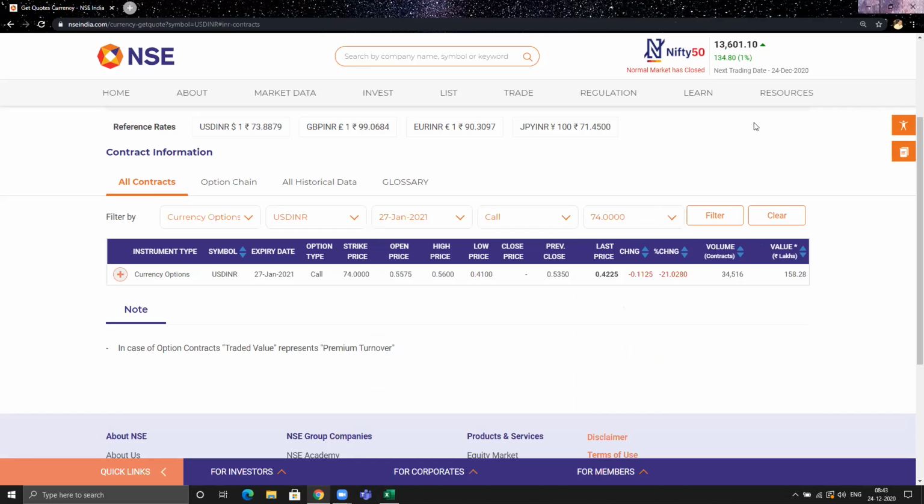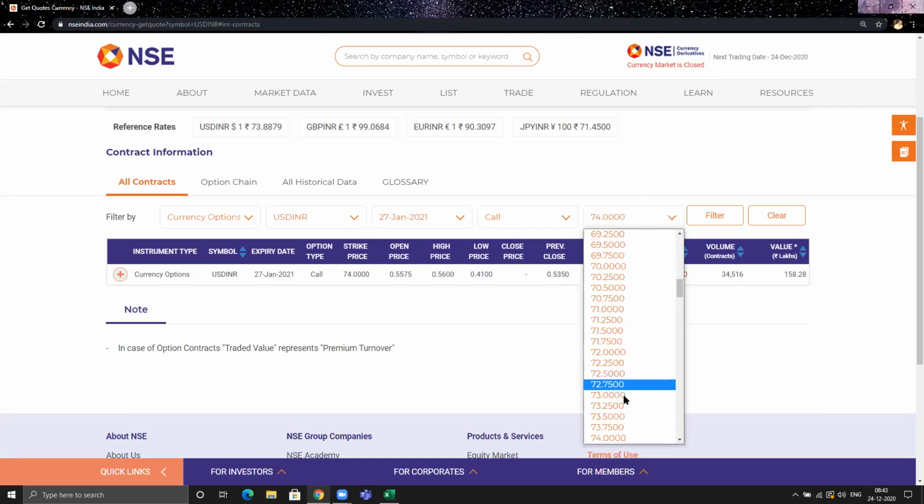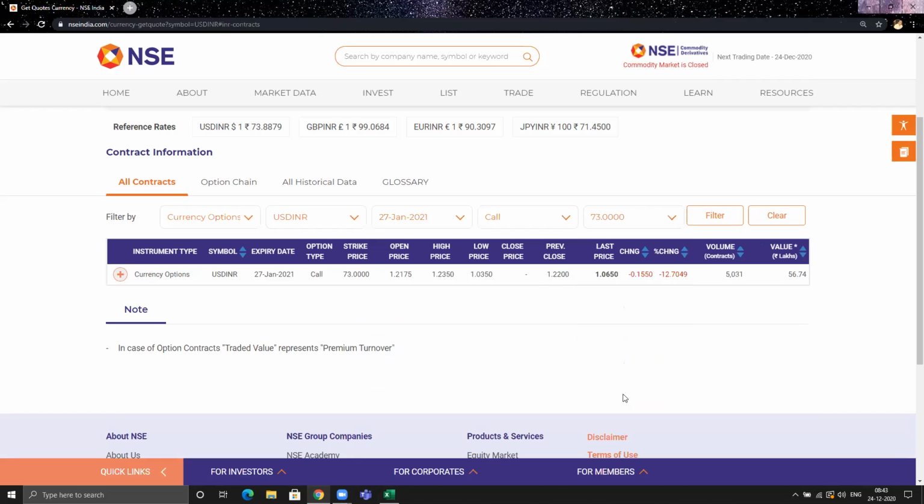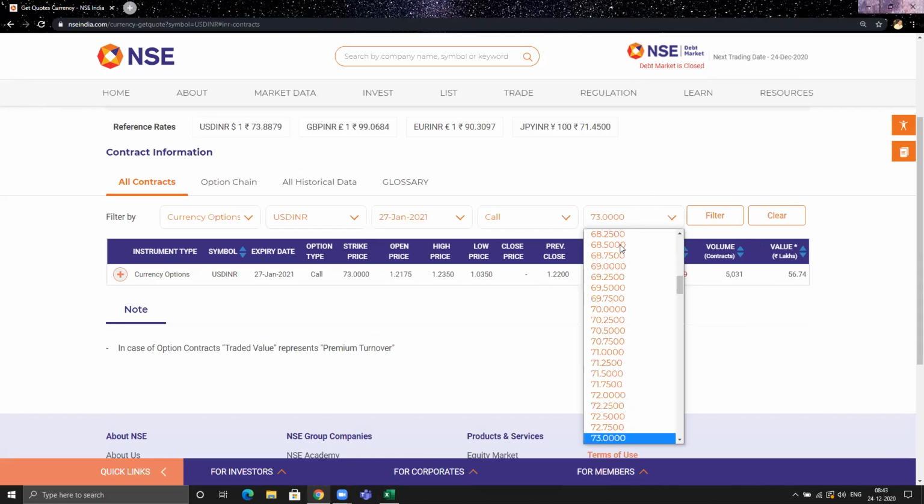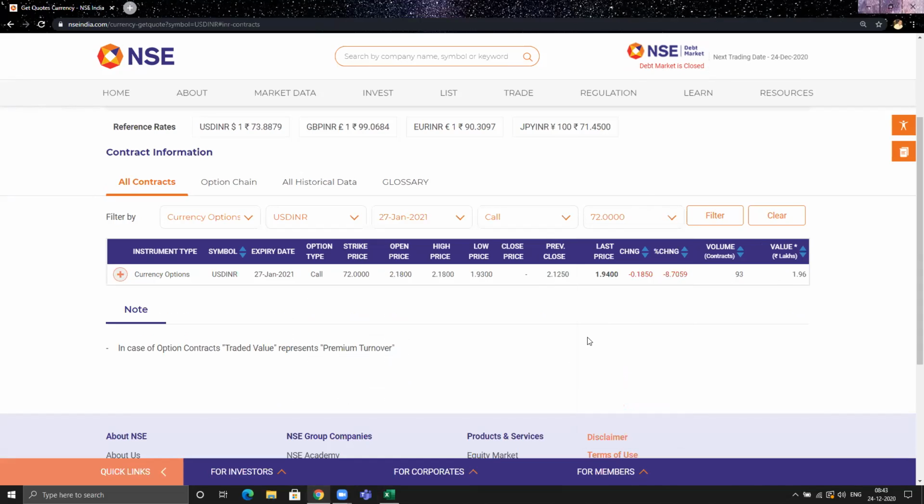You'll observe the strike price 74, let's keep it a bit lower, maybe 73. Or rather, let's keep it at 72, it will be better. It is a strike price of 72. If you take the 27 Jan expiry call option with strike price 72, this gives you the right to buy a dollar at a price of 72.